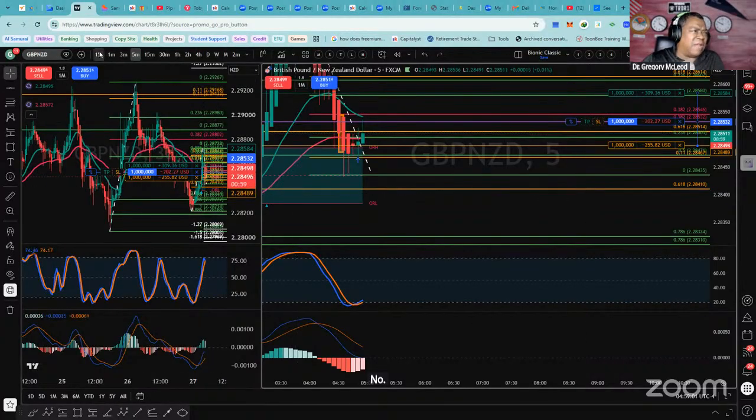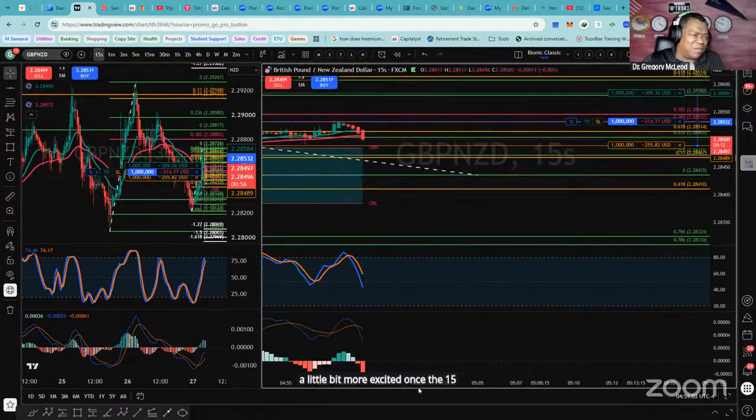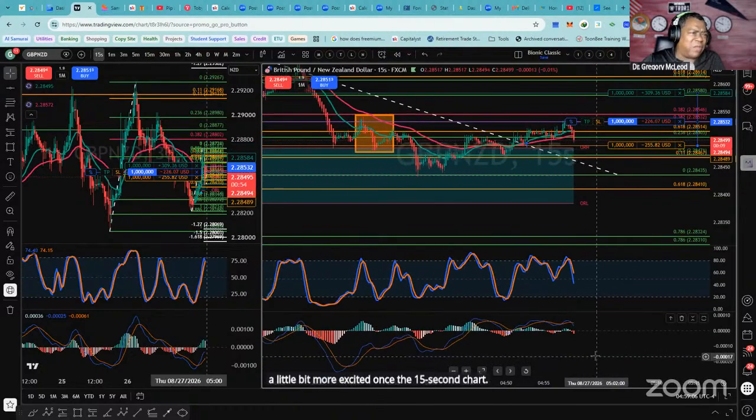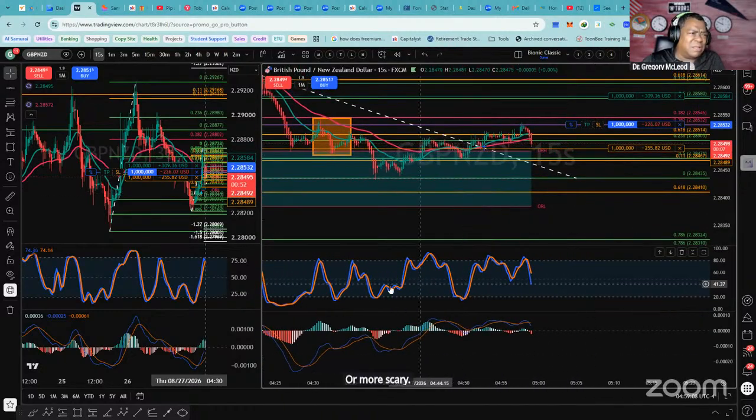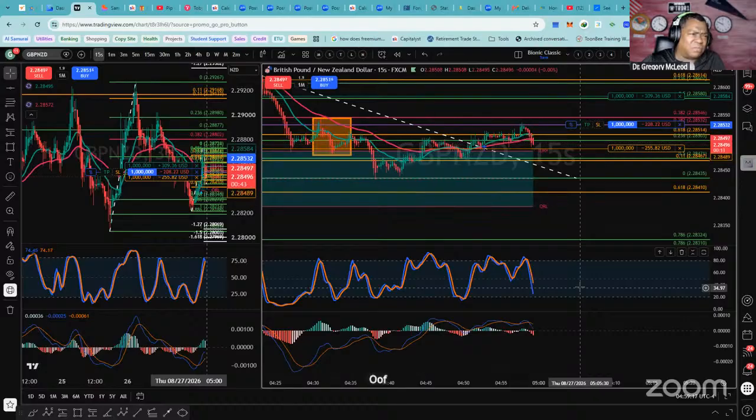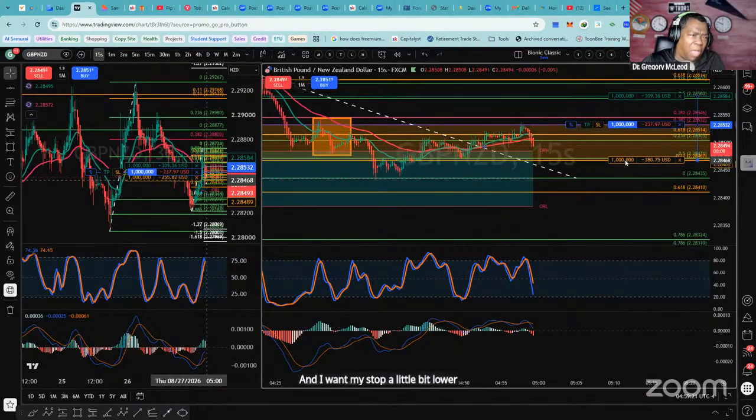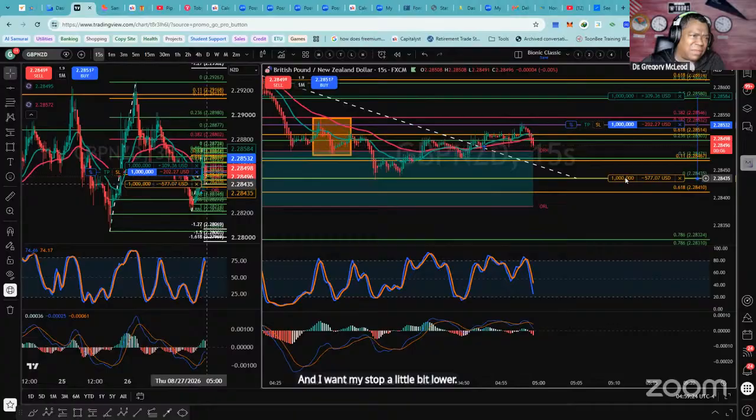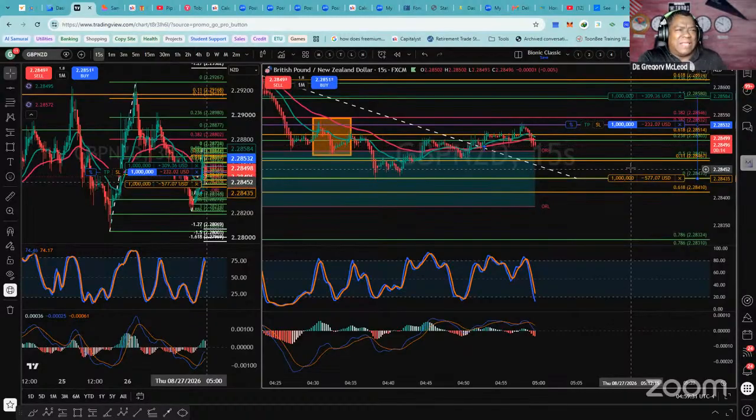A little bit more excited. What's the 15-minute chart, 15-second chart, or more scary. And look at that double bottom divergence. 1, 2, 3, 4. Oof. Maybe I want my stop a little bit lower, right back here, stay back behind the low. Wait till it gets into the money before you move it that close.